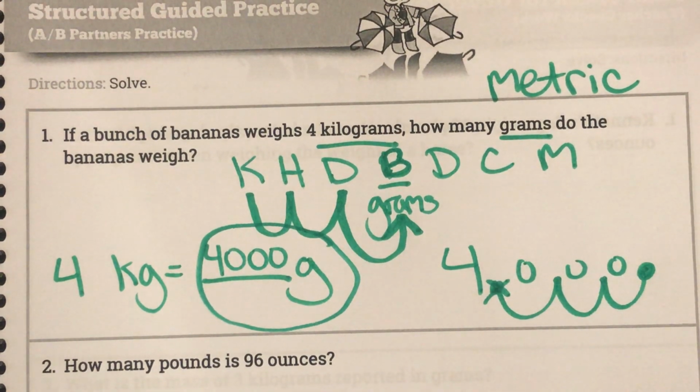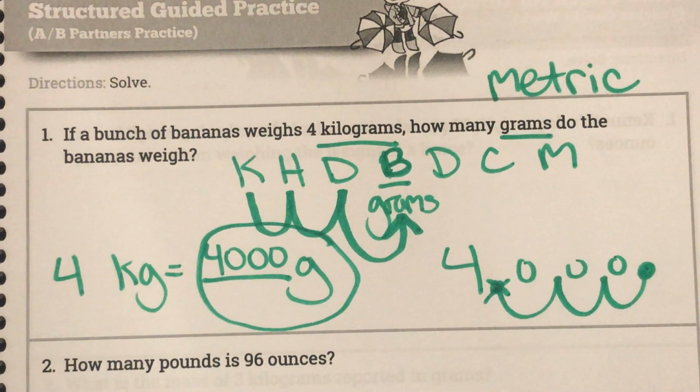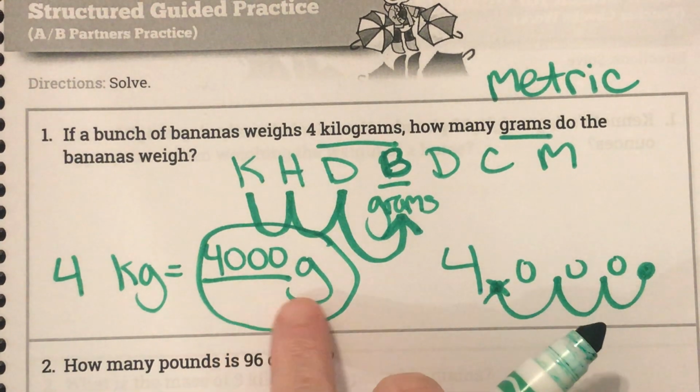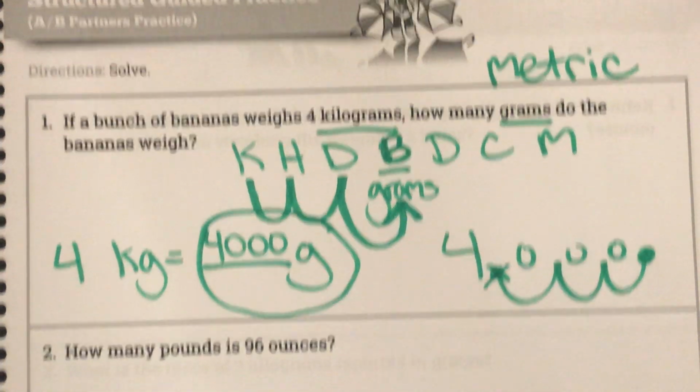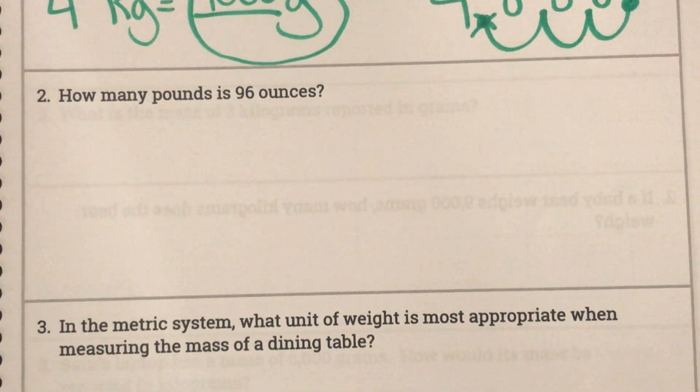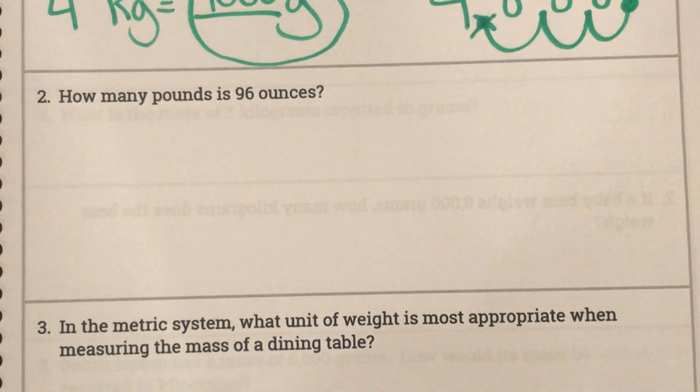Wow, a bunch of bananas. A bunch of bananas might have like 3, 4, maybe even 5. It's usually what you get from the store. But even if it only had 4 on it, that means one banana weighs 1,000 grams. So grams is a very small measurement. Okay, let's look at our next one.